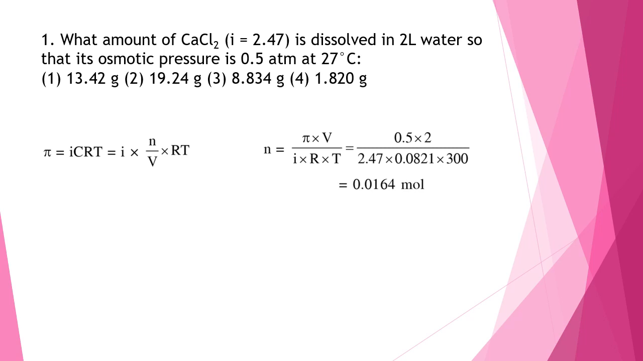Now this is the number of moles. We need to calculate the weight in grams. So we know the molar mass of CaCl2. So we multiply the molar mass by the number of moles. So we get weight equal to 1.820 grams. So the correct answer is option 4.